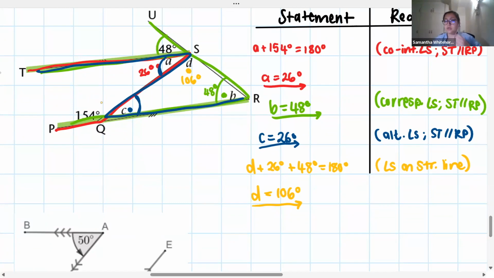Right, so those are the 4 angles you needed to find. Yes, definitely some of them could have been done another way, and I'm absolutely fine with you having done it another way. What I need you to check is that your numbers, A is 26, B is 48, C is 26, D is 106. Then, like I say, there's definitely other ways to do it. But these are the ways that we do using our straight line geometry reasons.